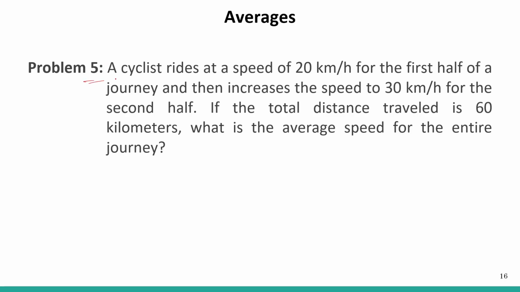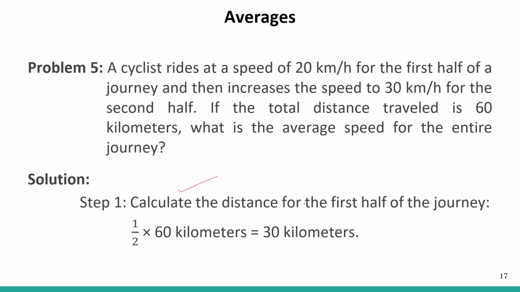So let's see problem number 5. A cyclist rides at a speed of 20 km per hour for the first half of the journey. Let's say his whole journey was X kilometers. Up to this point, he rode at 20 km per hour, and then increases his speed to 30 km per hour for the second half. If the total distance traveled is 60 kilometers, which is given, then what is the average speed of the entire journey?